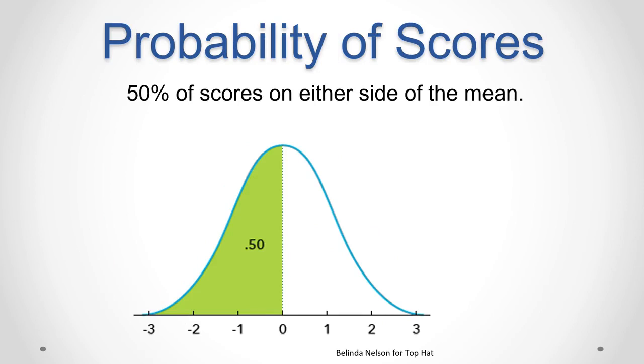Here is just a graphical representation of how the mean, median, and mode in a normal distribution divide the curve exactly in half. As you can see on this slide, 50% of the scores are below or to the left of the mean, median, and mode, and 50% of the scores are above or to the right of the mean, median, and mode.